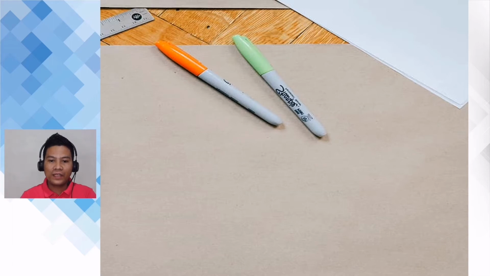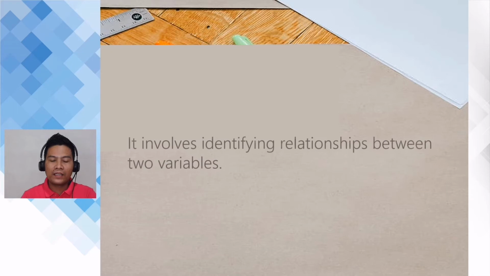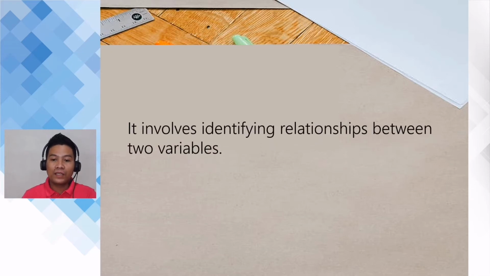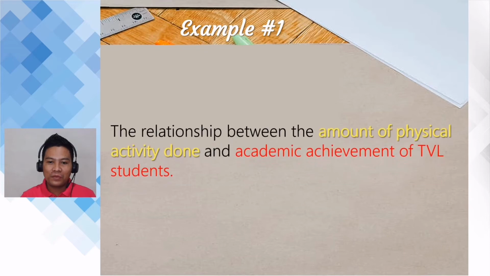Next is correlational design. Correlational design involves identifying relationships between two variables. Furthermore, the data in correlational design is collected by observation since it does not consider cause and effect. For example, the relationship between the amount of physical activity done and academic achievement of TVL students.